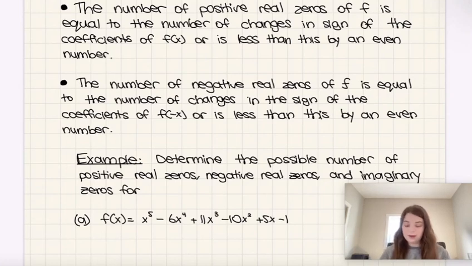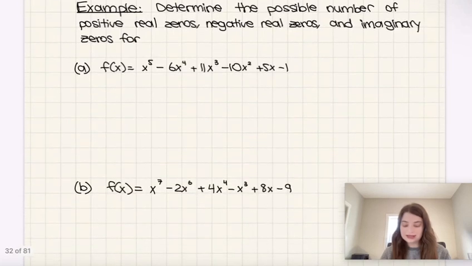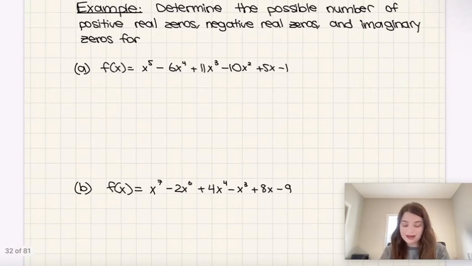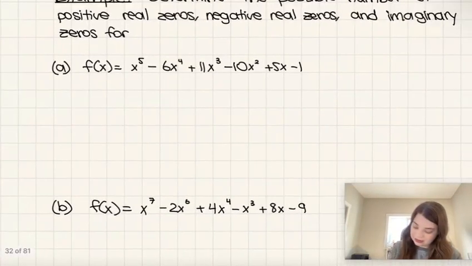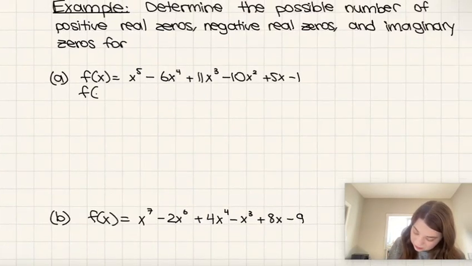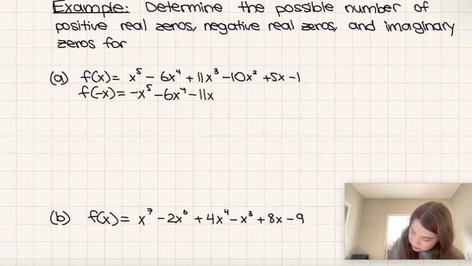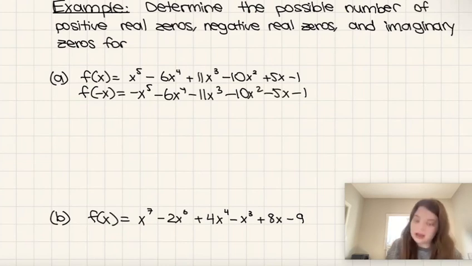So the very first thing I'm going to do to answer a question like this, where it says to determine the possible number of positive real zeros, negative real zeros, and imaginary zeros for these, is I'm first going to find f of negative x. So let's do that. f of negative x in this case is going to be negative x to the power 5 minus 6x to the 4 minus 11x cubed minus 10x squared minus 5x minus 1.